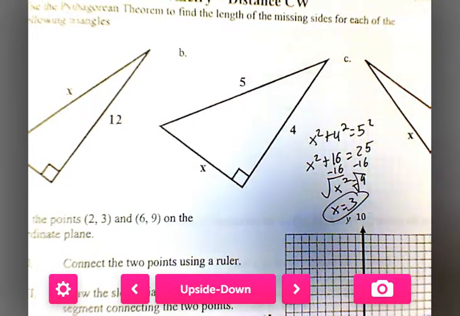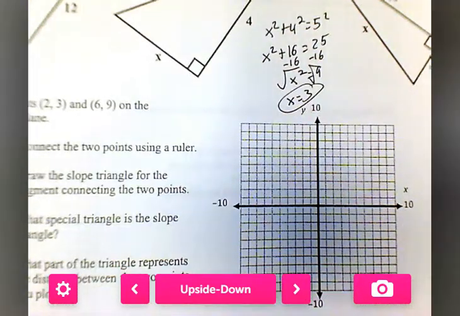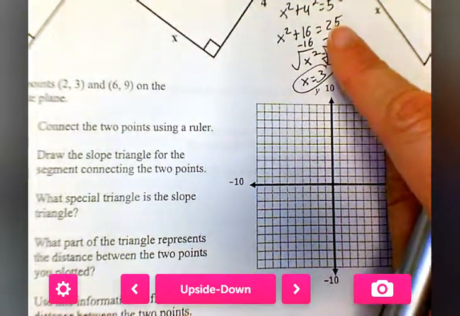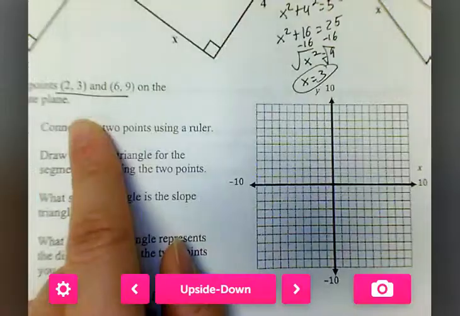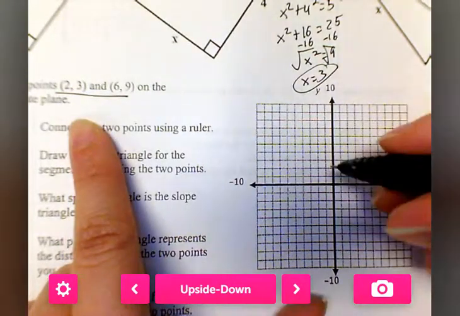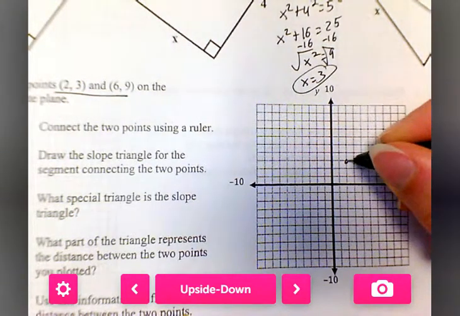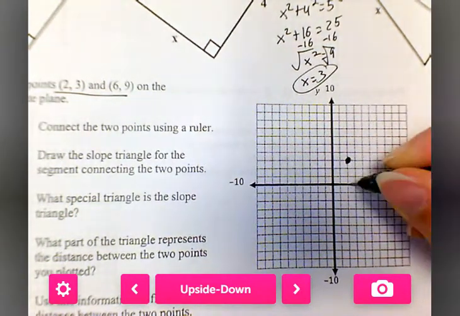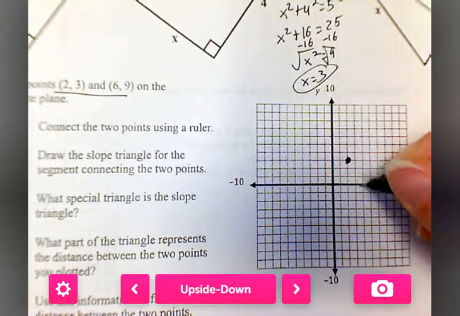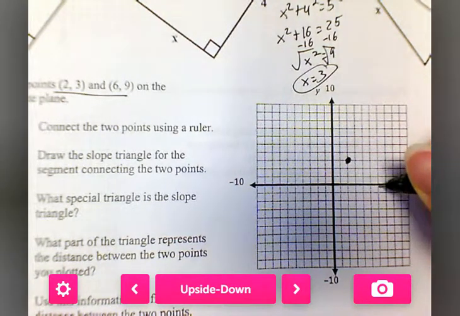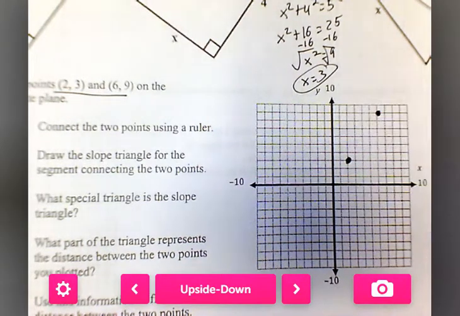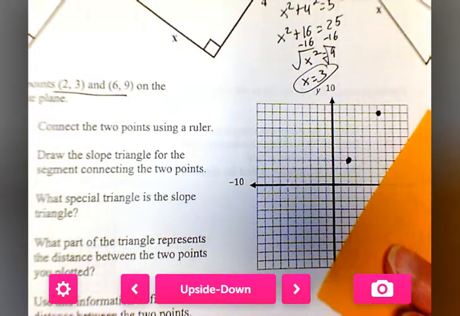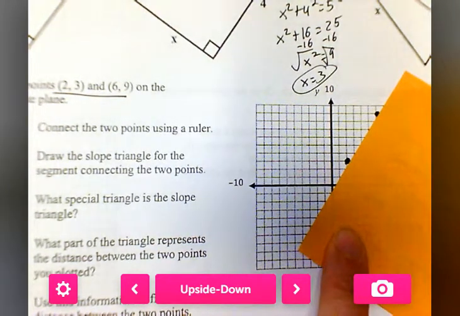All right, we're going to do a similar thing with this first problem. I'm going to leave the work up here so you guys can see it, but I'm going to plot these points right here, 2, 3, and 6, 9. So I'm going to go to the right 2, up 3. I'm going to go to the right 6, 2, 3, 4, 5, 6, up 1, 2, 3, 4, 5, 6, 7, 8, 9. I'm going to connect these, and I get a straight line.